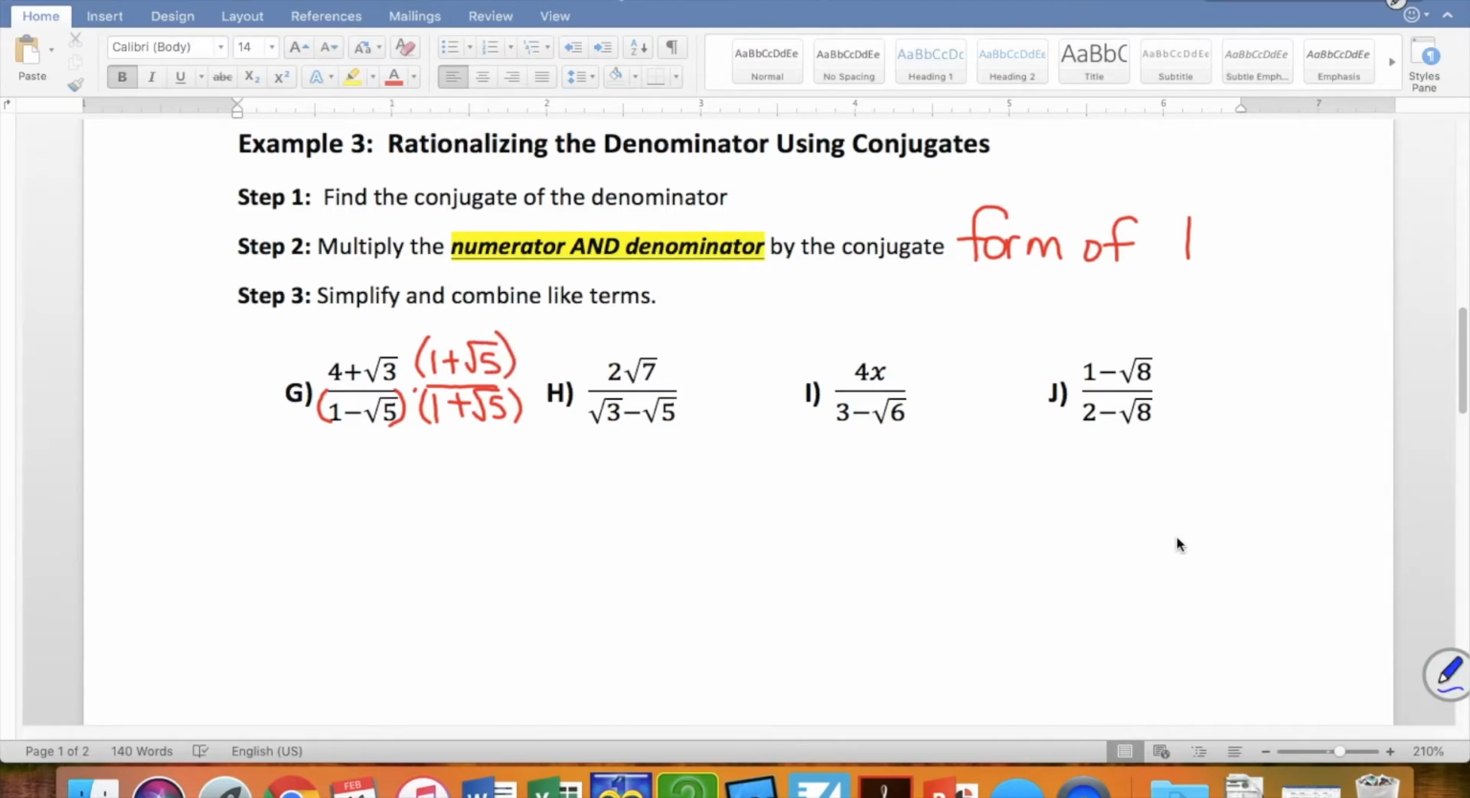So let's go ahead and do the top of our fraction. 4 times 1 is 4. And then plus 4 square roots of 5. I just multiplied here. And then plus the square root of 3. And then the square root of 3 times the square root of 5, well, that's going to be the square root of 15. Now I can go ahead and multiply those two together because they're both under a radical.